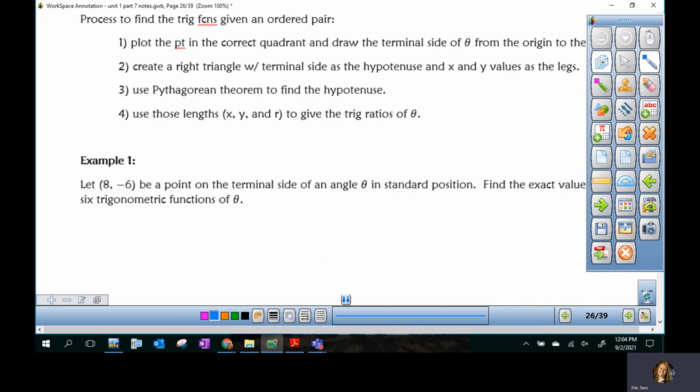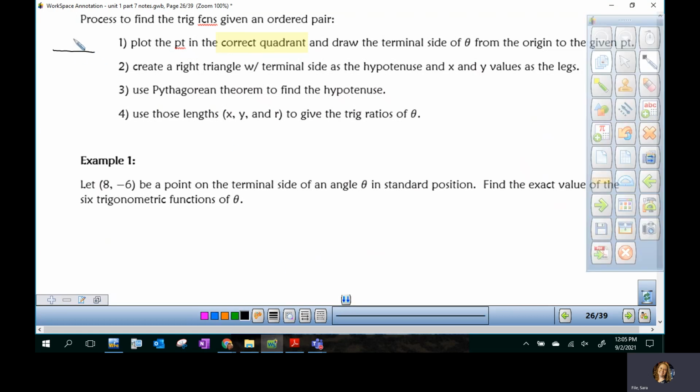All right, now, if we are given the coordinates of some random point on the terminal side of the angle, here are the steps we're going to use to find all of the trig functions. Step one is to make sure that you're in the correct quadrant. So plot your point in the correct quadrant.